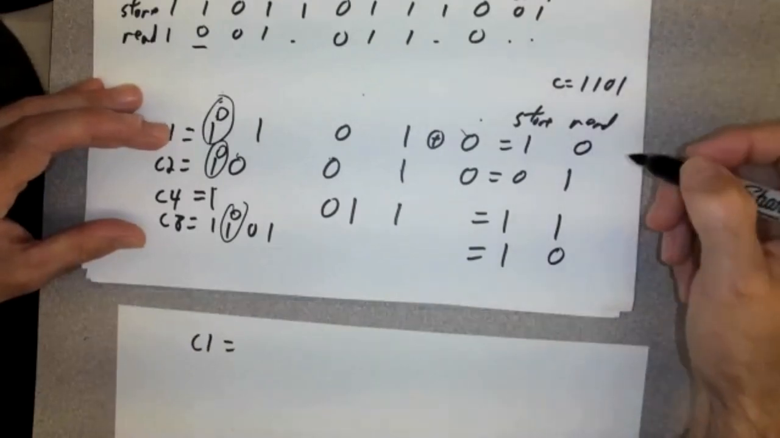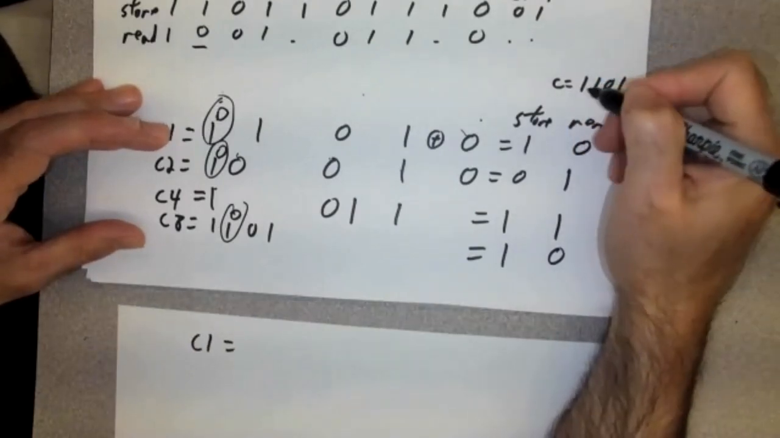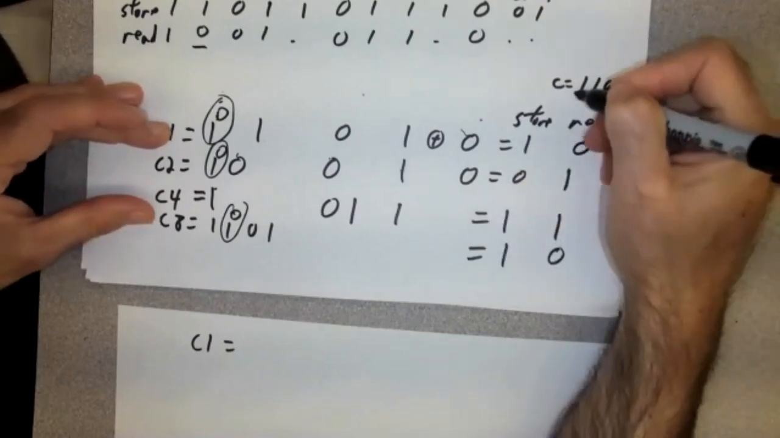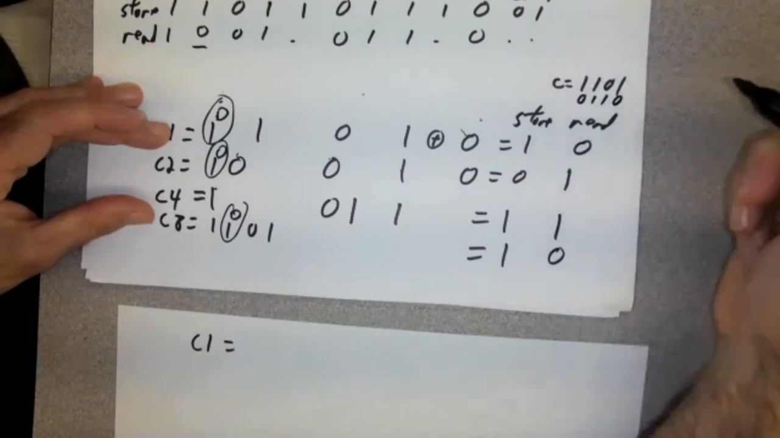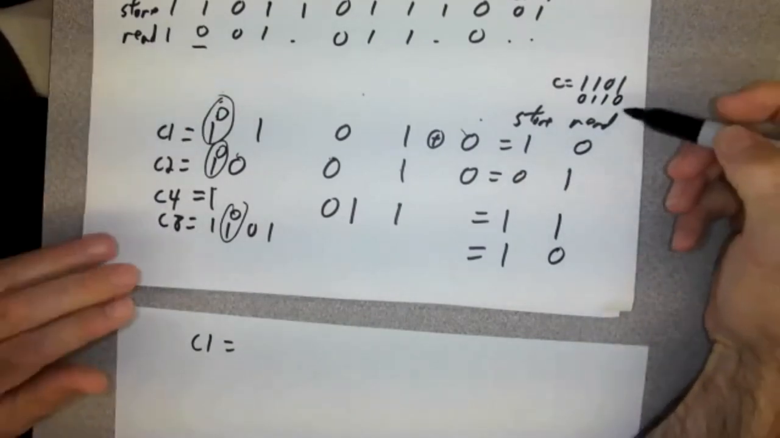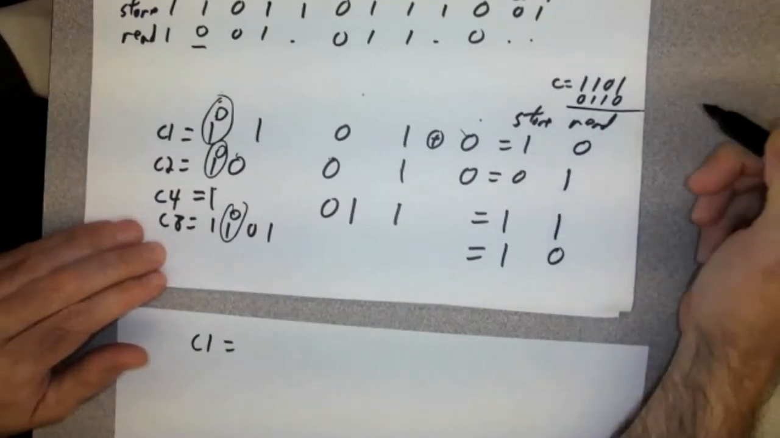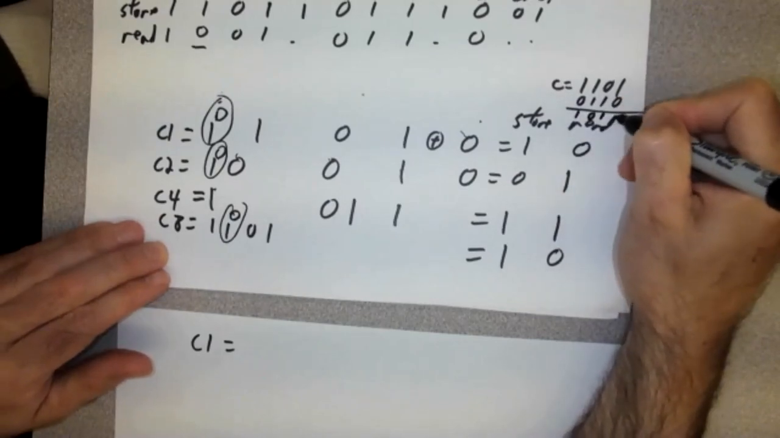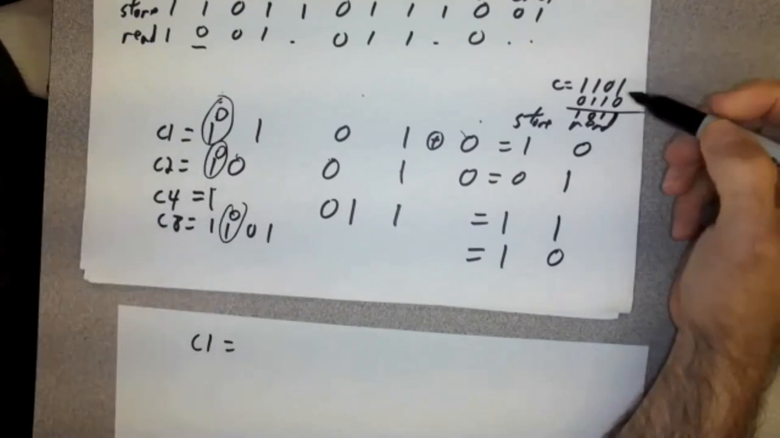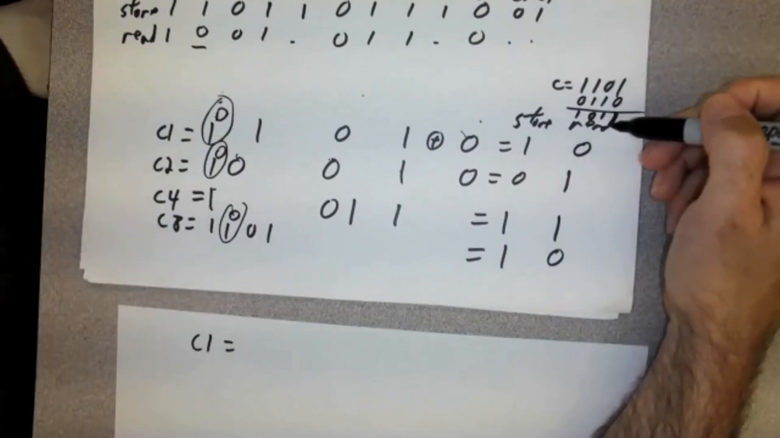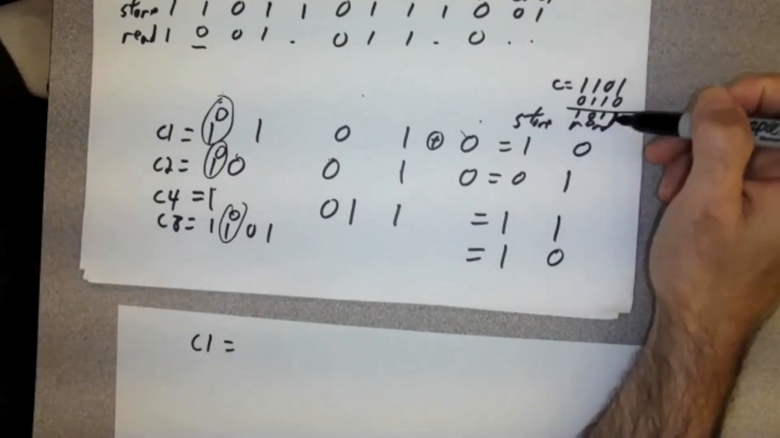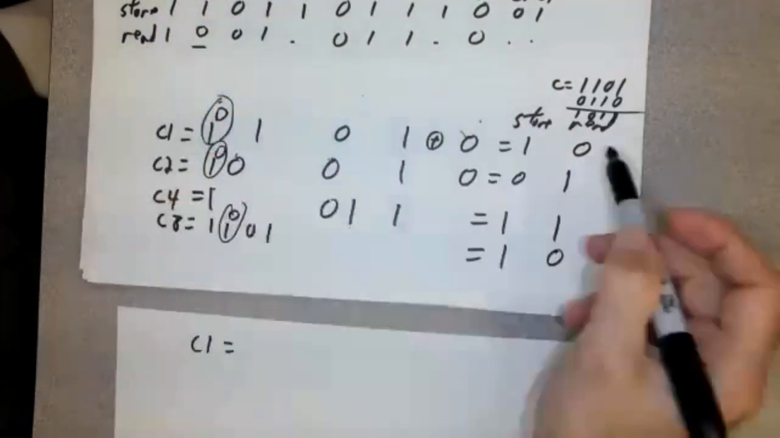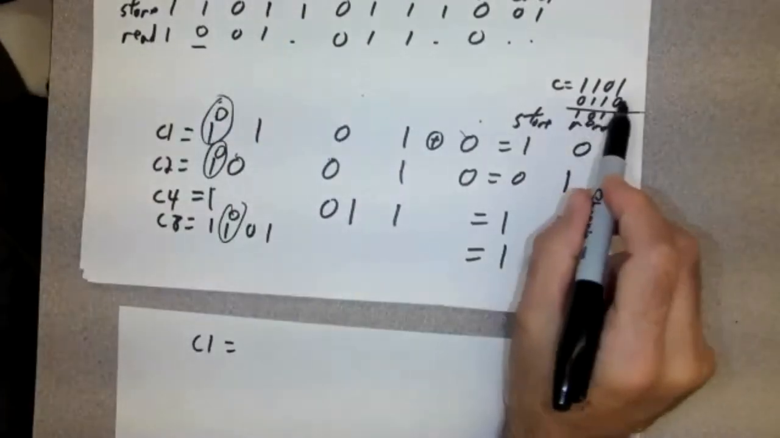So in this case, this is our store, and so 0110 was the check bits when we read out. So we have a difference here of 1011, which is position 11, right? Which indeed was our digit, right?